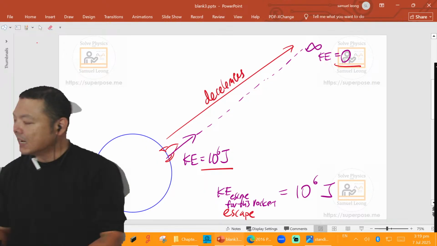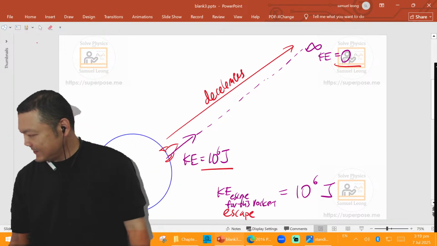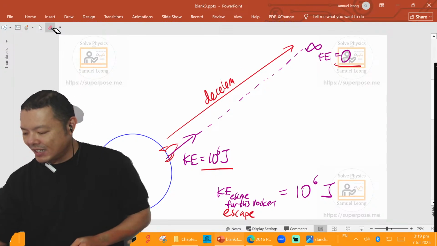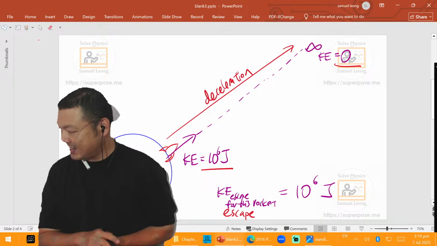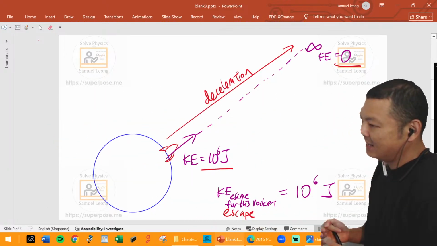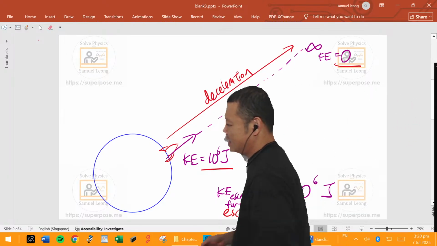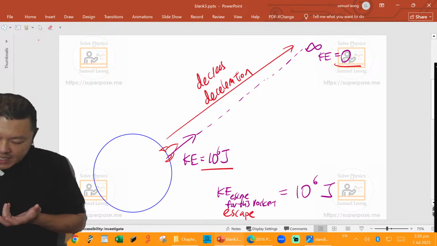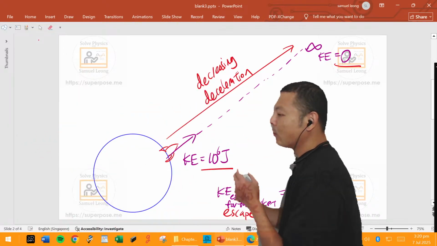Okay, wait. Describe the deceleration. Is it a constant deceleration? Okay, all right, let me help you out here for the sake of time. It's a decreasing deceleration. Right? Why?